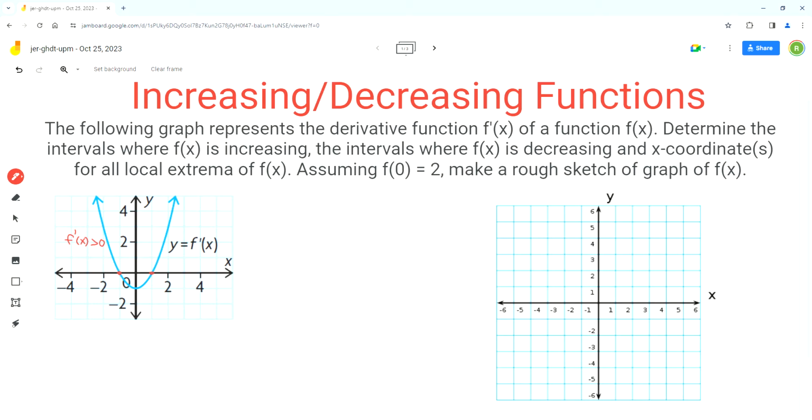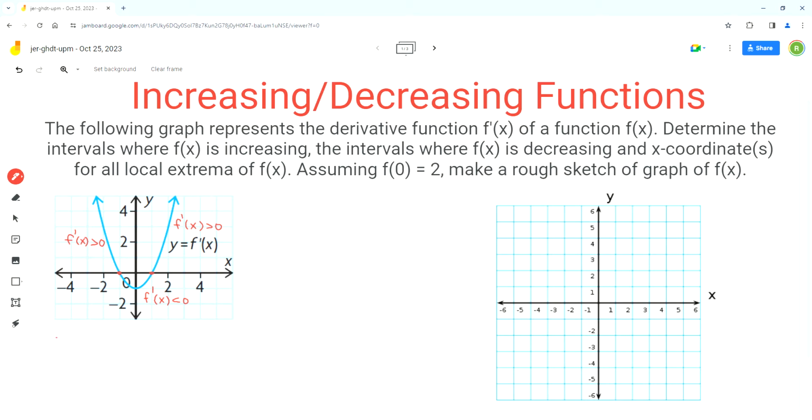Similarly, to the right side of the x-intercept 1, the graph is above the x-axis, so f prime of x is greater than 0. Now, in between these two x-intercepts, the graph is below the x-axis. That means between these two x-intercepts, f prime of x is less than 0. So we'll use this information to write the intervals in which the function f of x is increasing and decreasing.